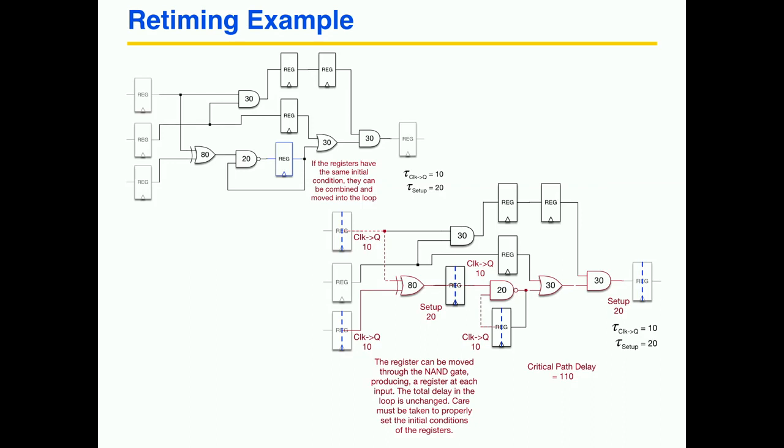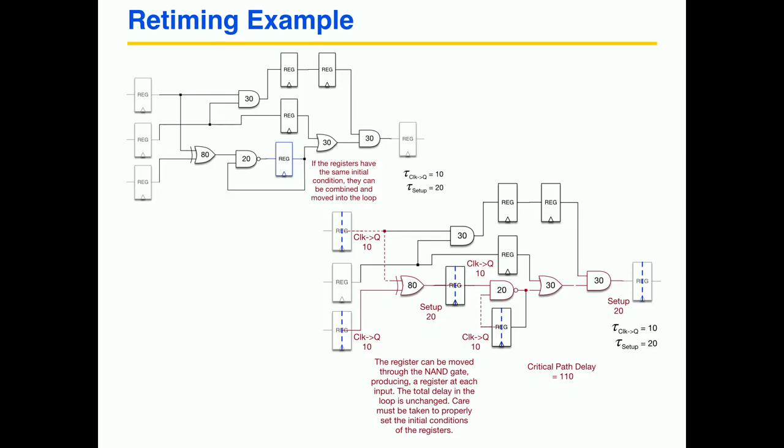And so now we have critical path of 10 plus 80 plus 20, 110. And this one is going to be 10 plus 20 plus 30 plus 30 plus 20. So that's 60, 80. So they're balanced now. And we get the best case critical path delay of 110. So the clock frequency will go up to whatever is associated with that. So we've made a significant improvement by just moving registers around.